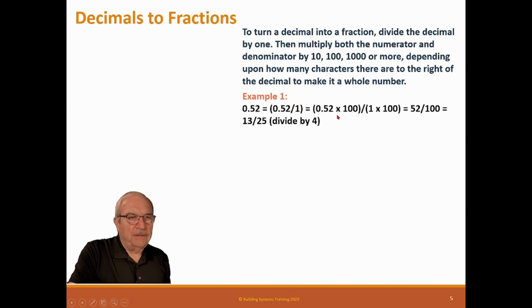So then we get this divided by 100 and 1 times 100. So it's 52 divided by 100 equals 13/25. Now we need to reduce that fraction, and this is the hard part. Doing this is easy. Reducing the fraction gets to be the irritating part. So what you do is you find a number that you can divide both the numerator and the denominator by, and they both become whole numbers.